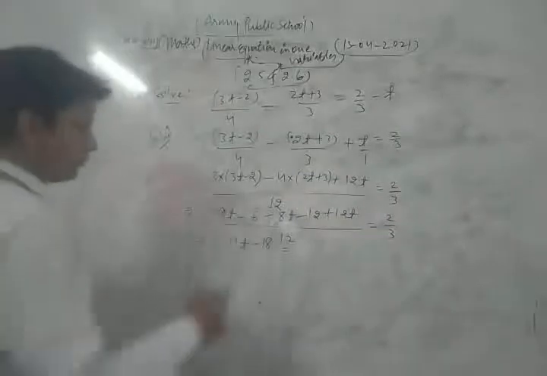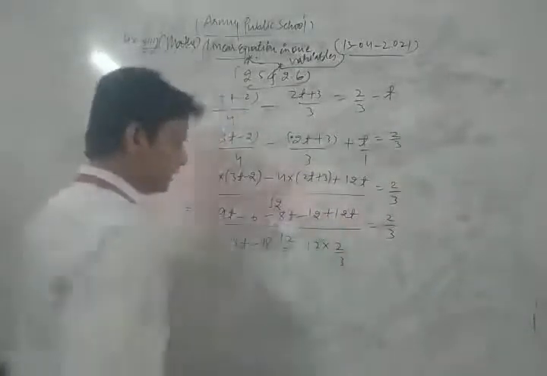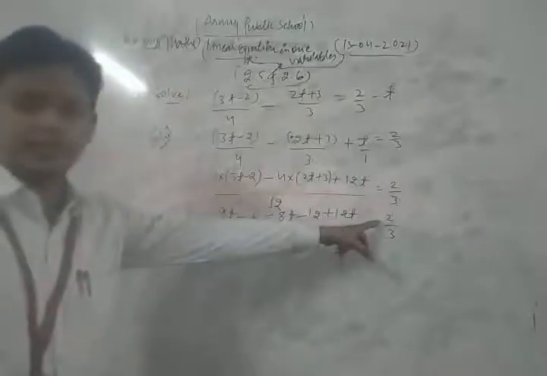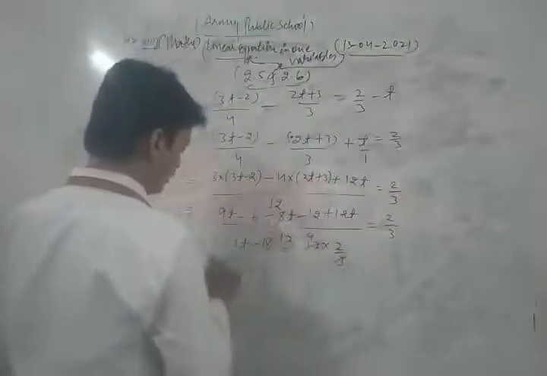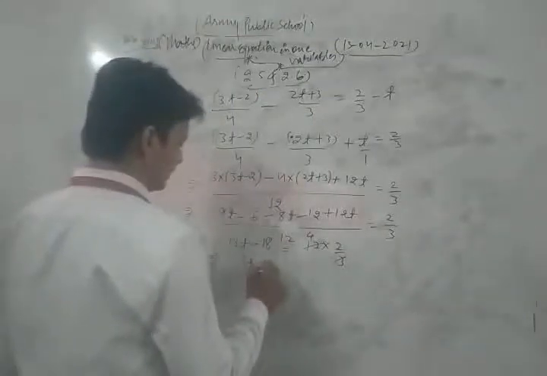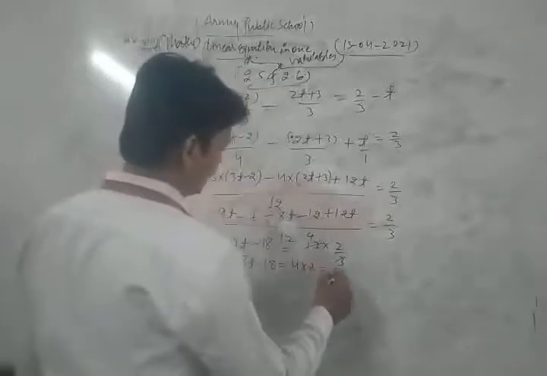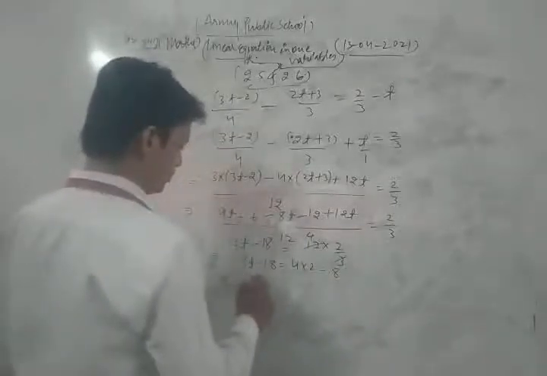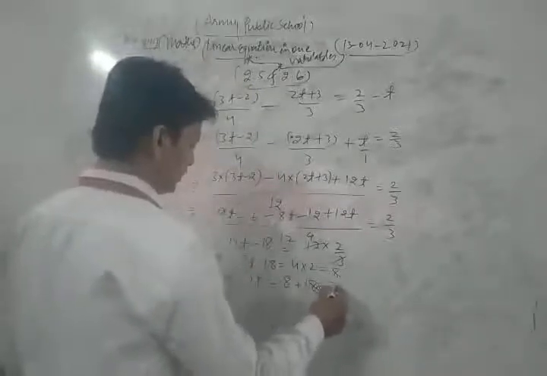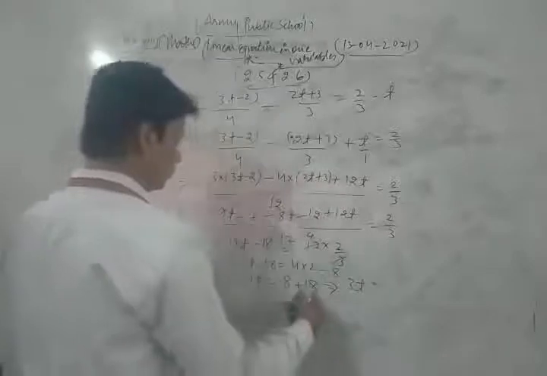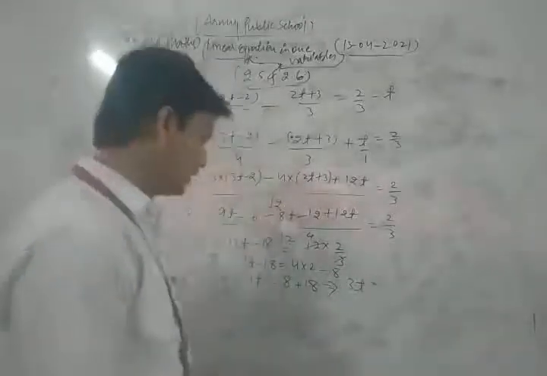Sorry, is equal to 12 into 2 by 3. 12, transfer that side, 12 into 2 by 3. So now let's see, 3 4s are 12. So we get 3t minus 18 is equal to 4 into 2, that is 8. Thus 3t is equal to 8, transfer that side, plus 18. So we get what? 3t is equal to, this is 26.